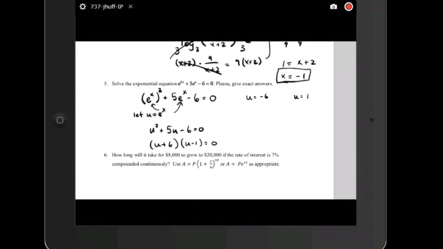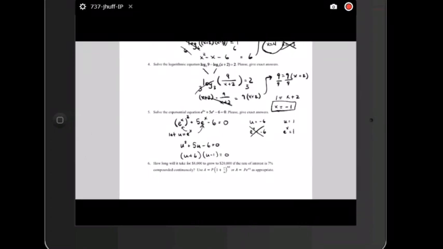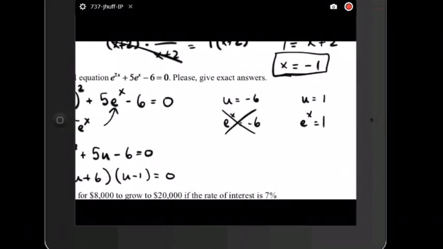Now we're not solving for u though. Remember, we're solving for x, and now we can go and undo that substitution and say that e to the x equals -6, and over here e to the x equals 1. Now this is not going to have a solution. Reason being, if we were to solve this, we'd have to take a natural log on both sides to cancel the base e, but natural log of -6 doesn't exist. You can't take logarithm of negative values. So this is not going to give us a solution. It's similar to what we did here in problem 3 with extraneous. So that's not going to work, that side of it at least.